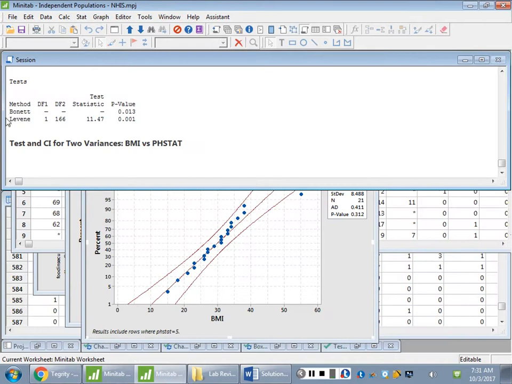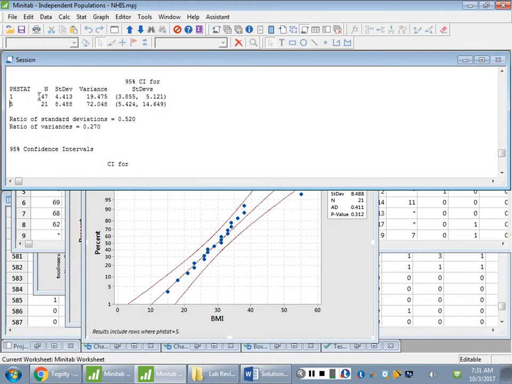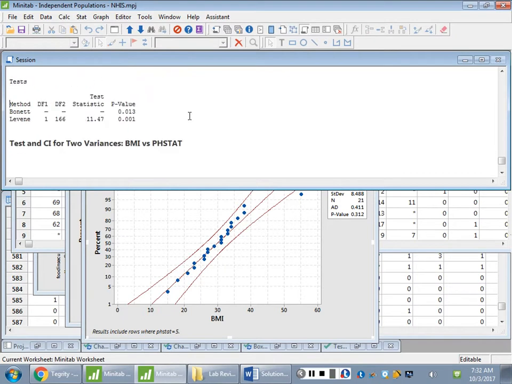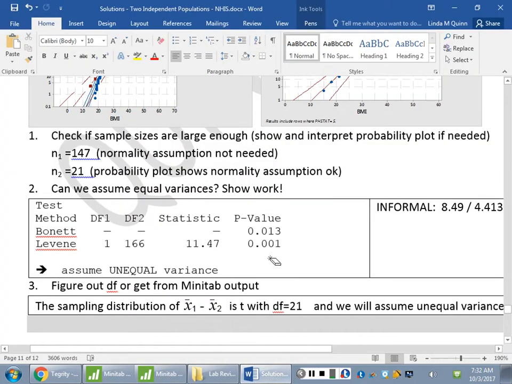Here's my output. My Levene's test is very small. One thing you might want to check, though, just to make sure you're using the right sheet, is that you've got the right sample sizes here, and so I can see that it's 147 and 21 up here. Okay. So my Levene's test says p-value is very small, so we're going to assume unequal variance. Because that p-value is less than 0.05, we're going to assume unequal variance.